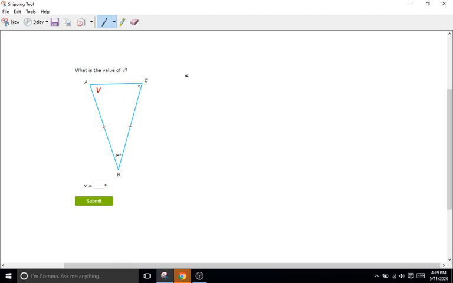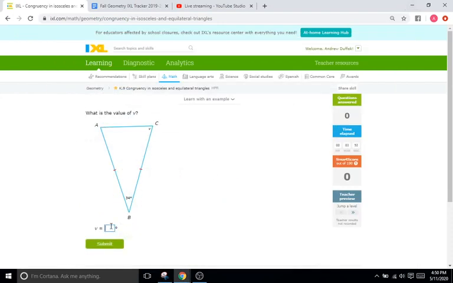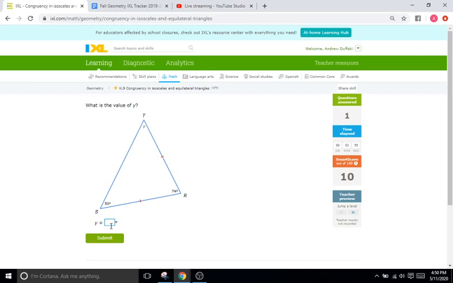From here, we're just going to write it out algebraically. We'll go 34 plus V plus V equals 180. We'll combine the like terms. Subtract 34 from both sides. We're left with V plus V is 2V, which equals 180 minus 34, which is 146. Now to get V by itself, we'll divide by 2. V equals 146 divided by 2, which is 73. That is all. We'll go back and plug in 73, and that is done.